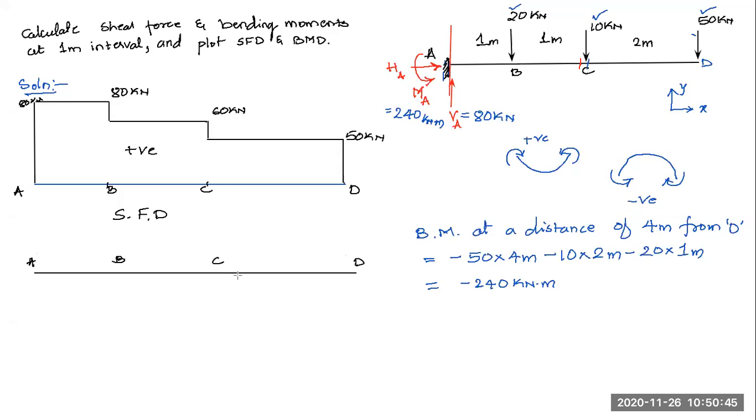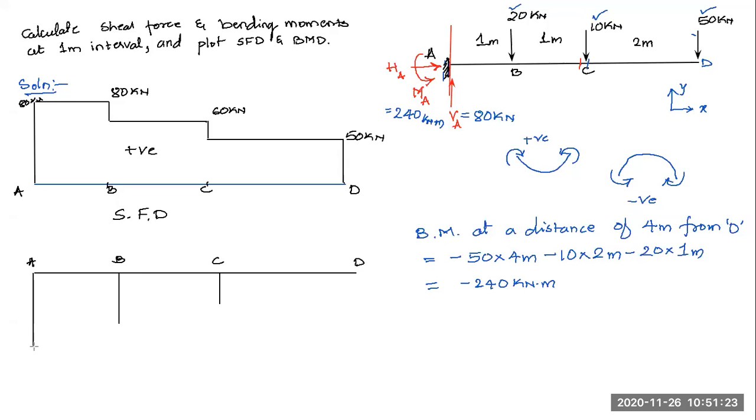At D it was 0. At C, when I came to C, it became minus 100. Since it is minus, I'll plot it on the negative side, on the downward side of this beam, indicating that it is negative. The ordinates will be taken downwards. If it is positive, they will be taken upwards. Then at point B, what happened? It will be minus 160. And at A it is minus 240.